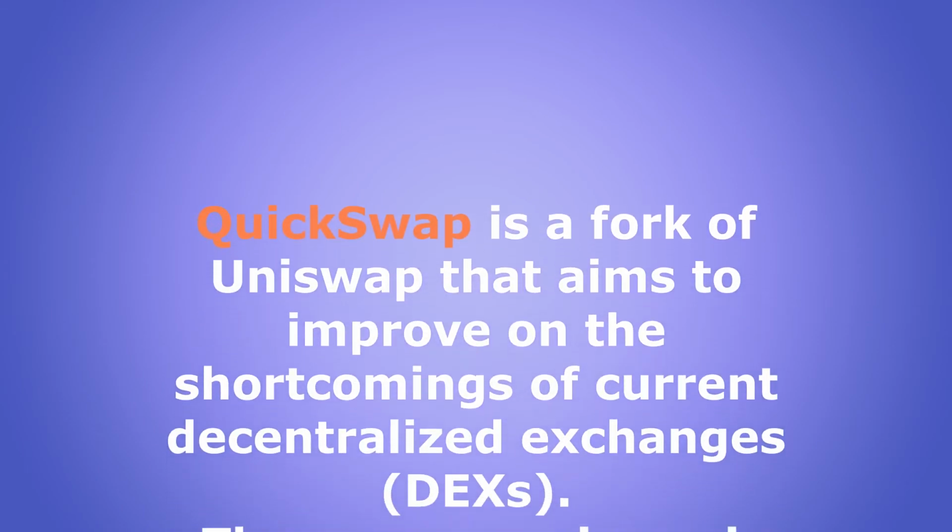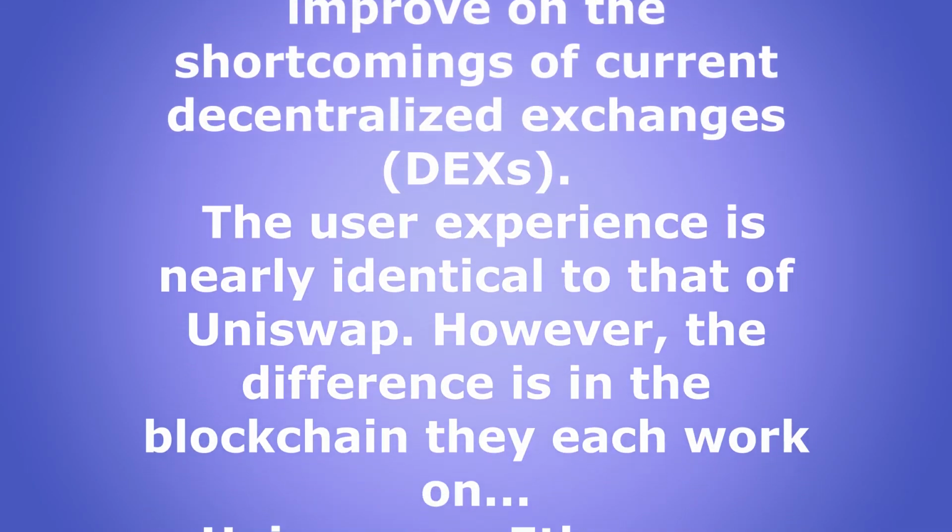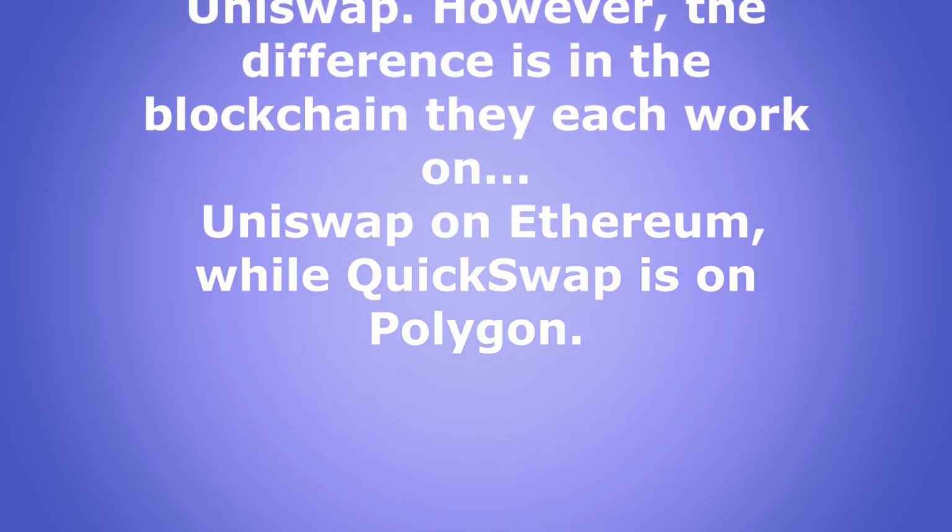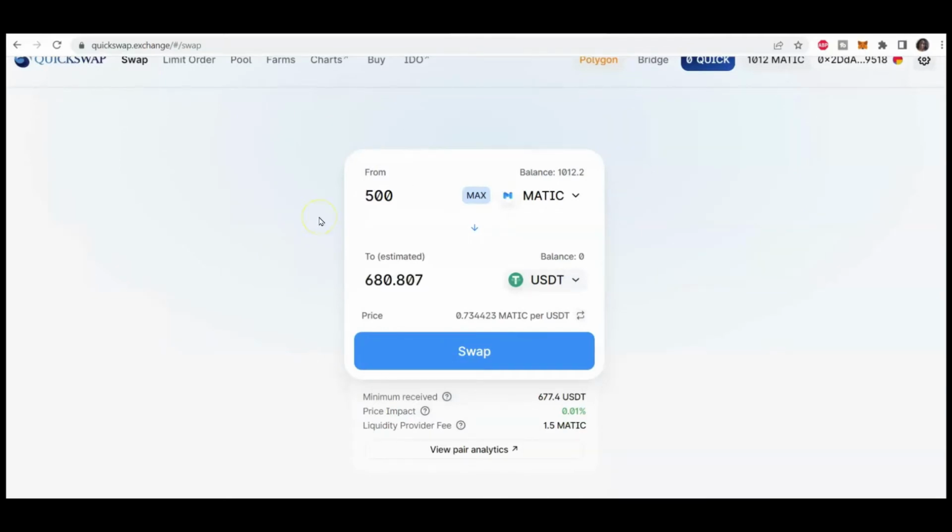Okay, so there it is. So now let's see what it's come up with. It's going to swap 500 of my Matic for $680 worth of USDT. It is going to charge me a fee, which is 0.30% of what goes to liquidity. It does charge 0.3% in provider fees. So those are the trading fees. Okay, so I'm ready to swap.